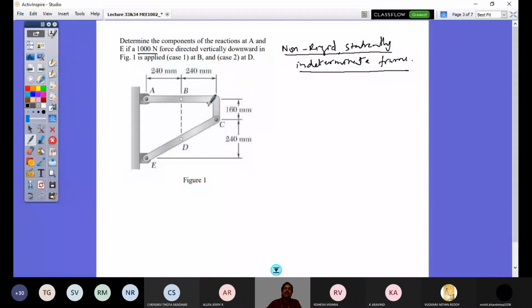You have understood something called the principle of transmissibility of force, one of the fundamental principles. That would be applicable for a rigid body, not for connected bodies. So the frame is a connected body system. So my question is, would having this 1000 Newton force at B and solving for the reaction, or having this 1000 Newton force at D and solving for the reaction, be different, or are they the same? That's a question. Can anyone answer?